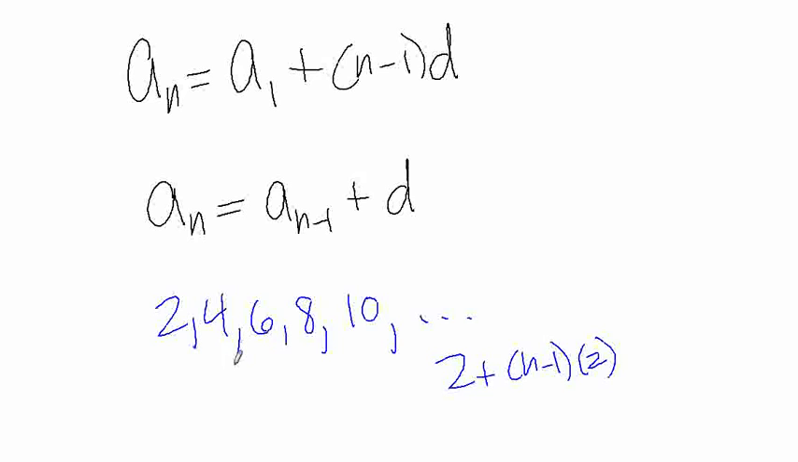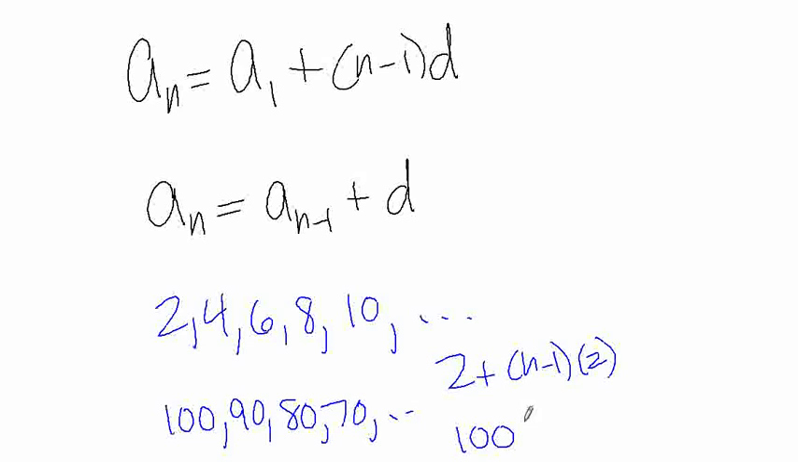Okay, what about the sequence 100, 90, 80, 70, and so forth? Okay, that sequence can be described by 100 plus n minus 1 times minus 10. Okay, so evaluate that expression for n equals 1. You'll see that you get the first term, 100. Evaluate it for n equals 2. You'll get 90. Okay, and so you can see that that functional description has the correct form.